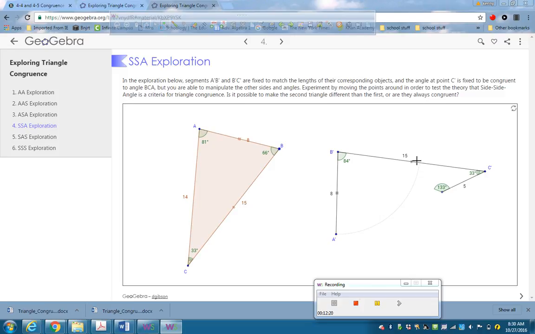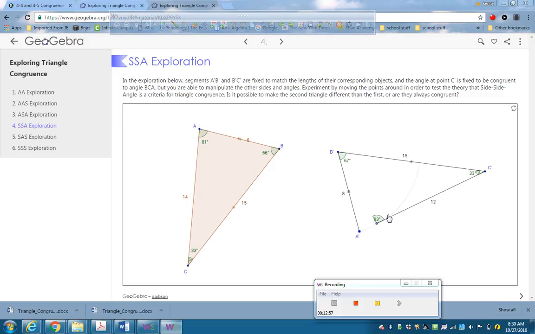Side, non-included angle. I could draw a triangle this way, okay? Does that triangle look exactly the same as that triangle? No, okay? But I could also draw a triangle if I move this over here and I slide this one. There's one triangle I can make. This one does not look like that one, right?